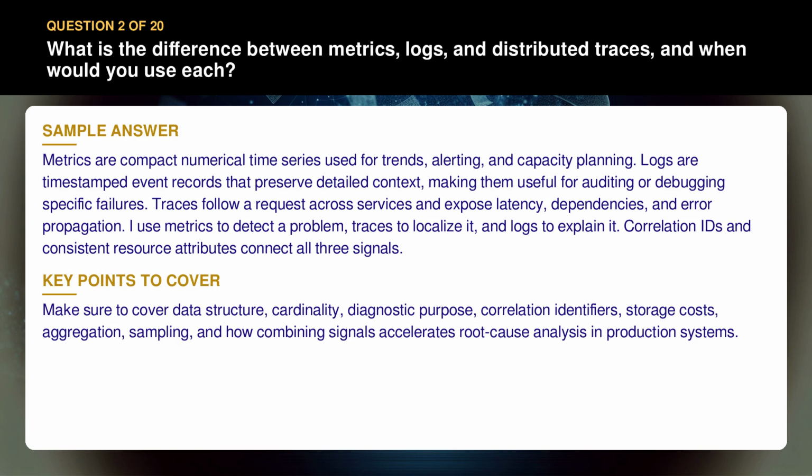Make sure to cover data structure, cardinality, diagnostic purpose, correlation identifiers, storage costs, aggregation, sampling, and how combining signals accelerates root cause analysis in production systems.